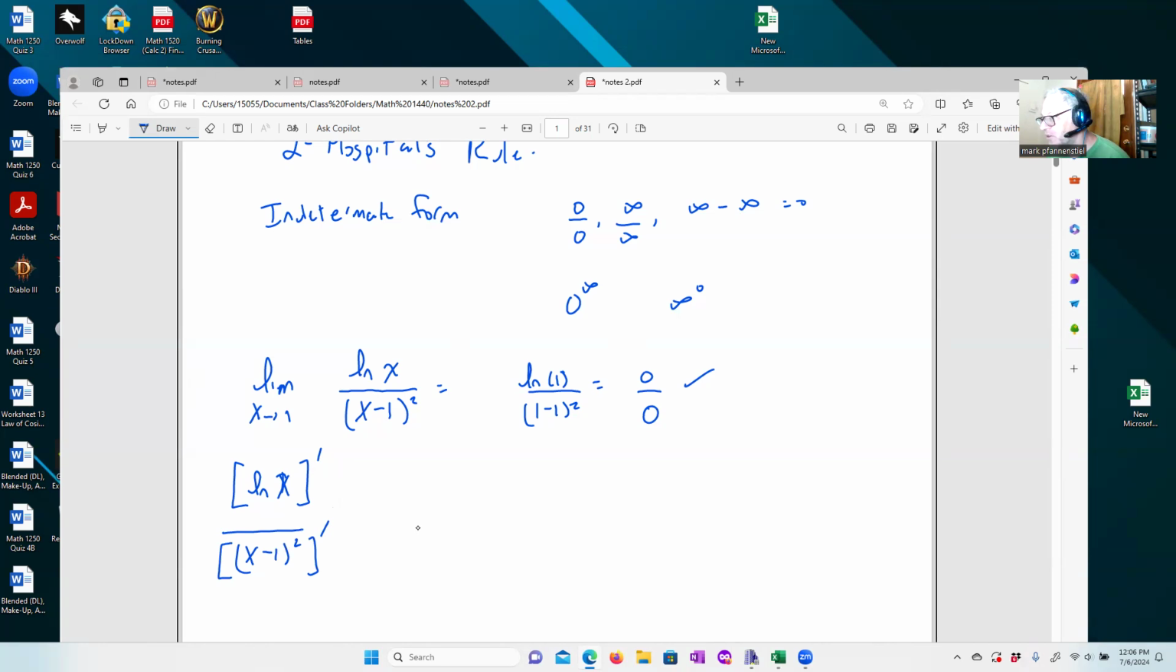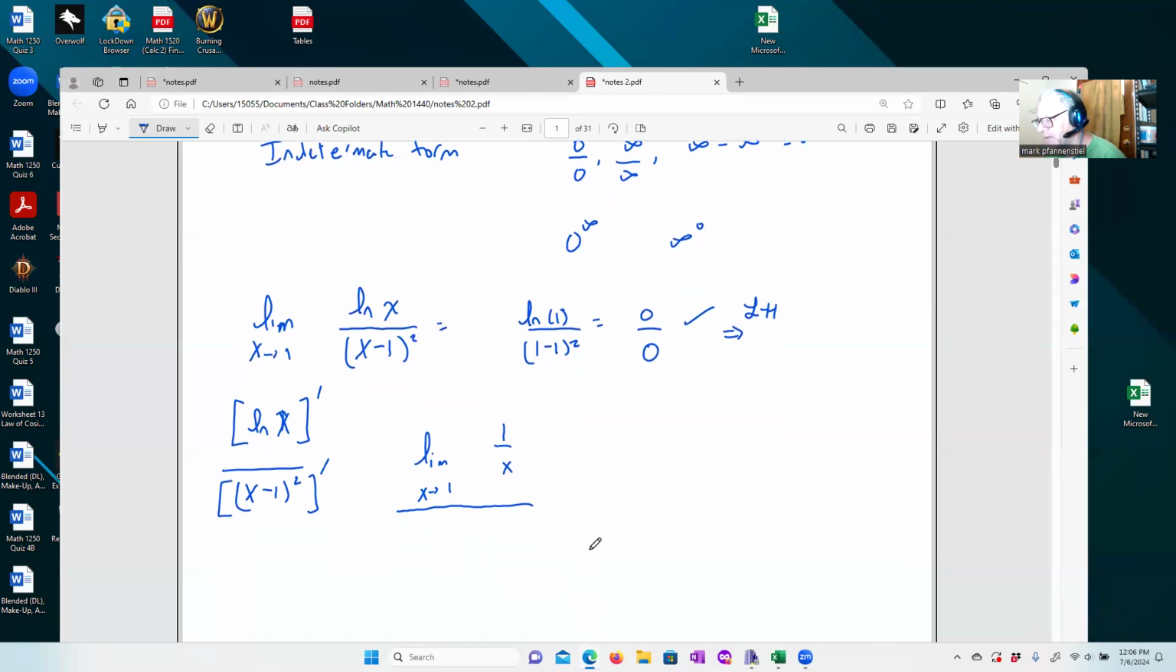I usually put a little note in here saying using L'Hopital's just to let people know what's going on. Okay, so you can see, like, oh, okay, now we're using L'Hopital's rule here. So in order to deal with the derivative of the top, we still have the same limit. We have limit as x goes to 1. Okay, the derivative of natural log of x is 1 over x, and divided by, now I've got to do a chain rule down on the bottom here, right?